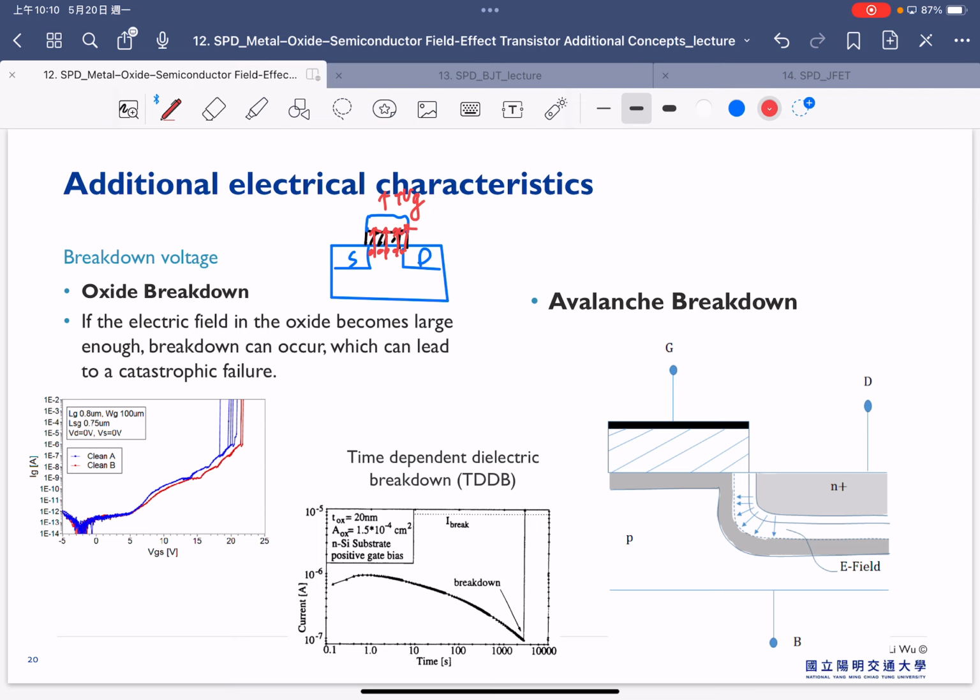And because of quantum mechanics, what we already discussed as tunneling. So in this sense, if you try to look at the band diagram here, in the beginning we have the oxide semiconductor band diagram like this one, but under positive gate bias.